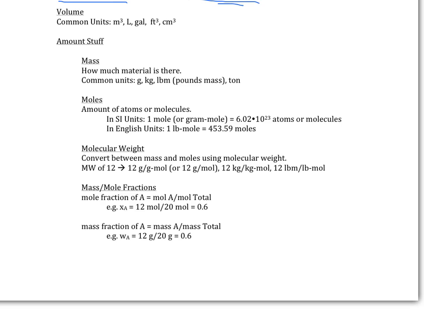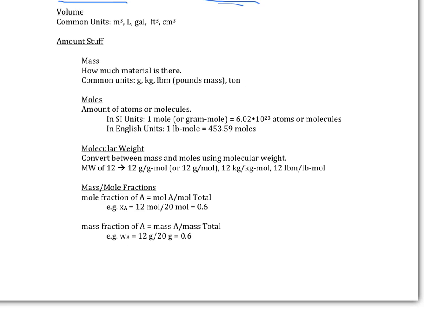So mass, I think, should be pretty intuitive to you. We have grams, kilograms, pounds mass, which is our unit for the English system, and then we might have tons, and I'm sure there are other units of mass. If you look in your textbook, you'll see a list, and if you Google, you'll find more units of mass. But basically, that's how much material we have.